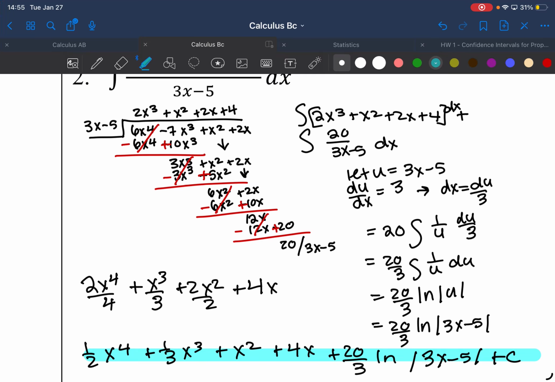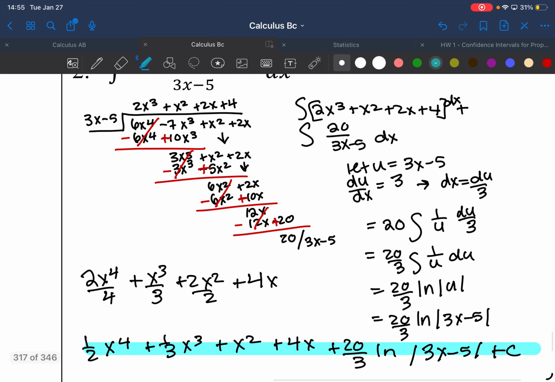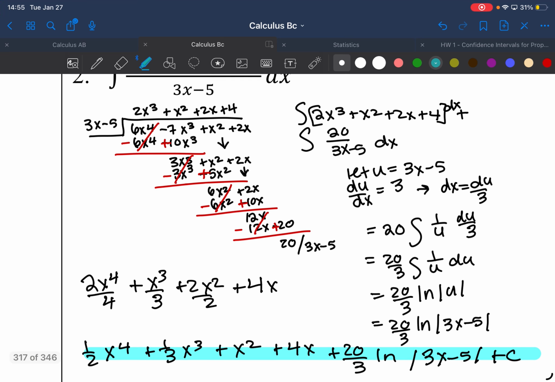Usually those FRQs are going to be more word problem based, kind of like the ones that we've seen before. So you might have a problem where you'll have to solve this, but then you're going to have to use this integral for something else. Something like this would probably be more multiple choice.